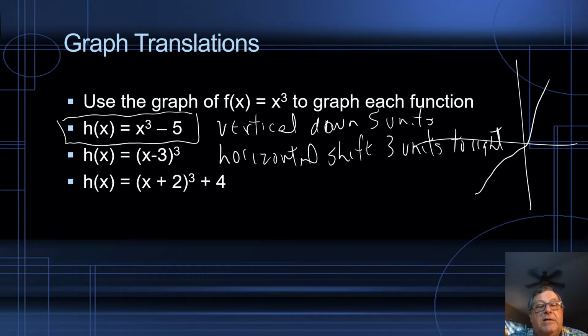And then in the last function, x plus 2 cubed plus 4, we see both a vertical and a horizontal shift. We're going to see a horizontal shift that moves 2 units to the left along the x-axis, and a vertical shift up 4. So we're going to graph these alongside the parent function so that we can actually see these translations take effect.